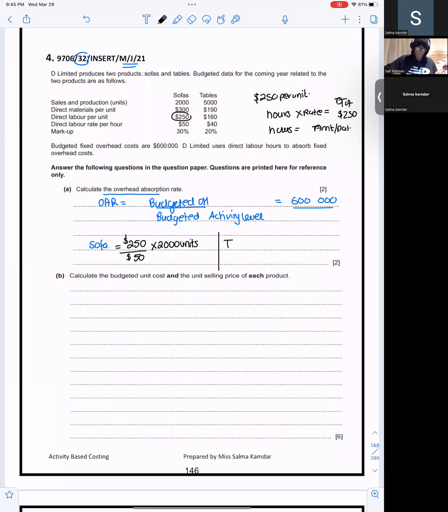10,000 hours. Similarly for tables, it will be the amount that is 160 divided by the rate that is 40 into 5,000 tables. So the labor hours for sofa is 10,000 hours. And for tables, it is 20,000.